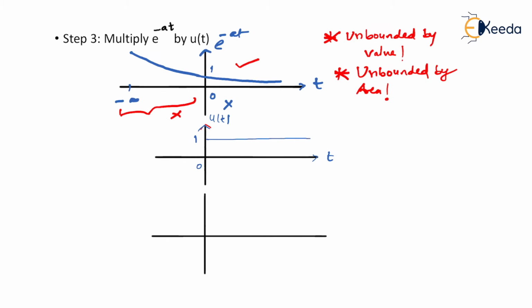As you can see, at left hand side e to the power minus at has got a curve, and the value of u of t here is 0, and when you multiply, the curve multiplied by 0 of course becomes 0. At right hand side we have the curve of e to the power minus at, and what we have here is 1. When you take the product of a curve multiplied by 1 it remains a curve. Therefore I'll get this type of characteristic, and the left hand side characteristic is absolutely 0. So now this has become e to the power minus at times u of t.